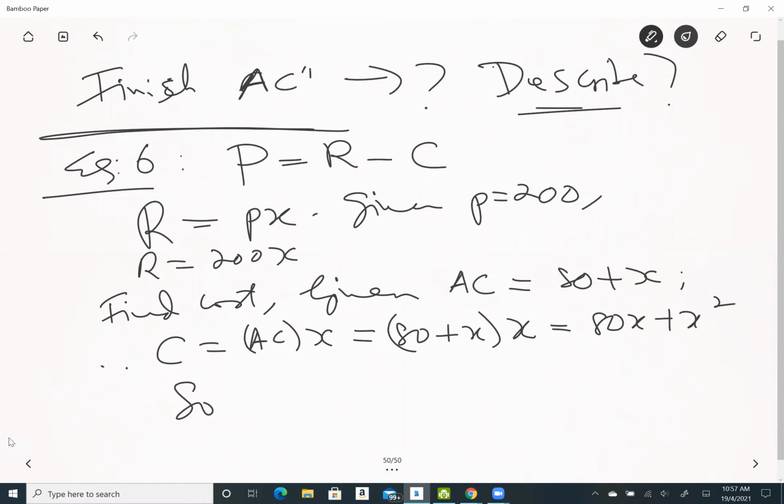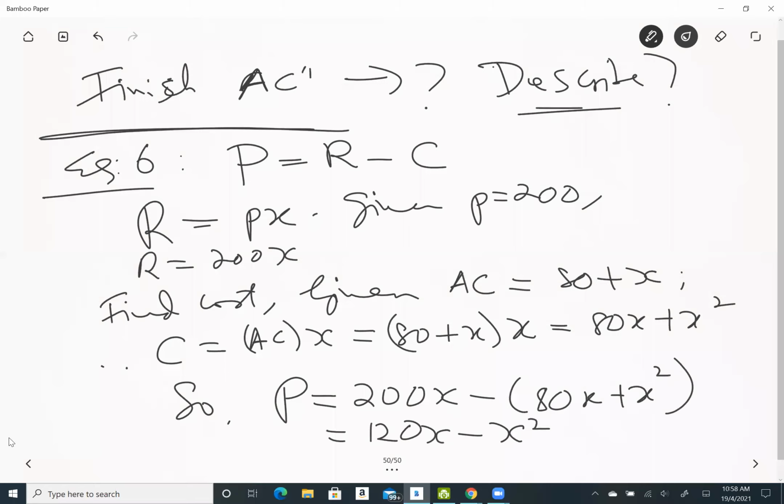So our profit is equal to what? It's equal to 200X minus everything here, 80X plus X squared. Okay, and then of course you break out the bracket, you will get berapa tu? 120X minus X squared. So that is our profit function. It's a quadratic function. So just do the second derivative test.